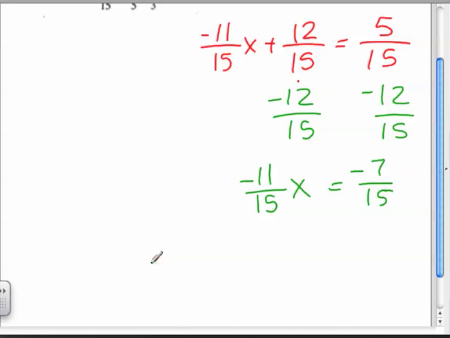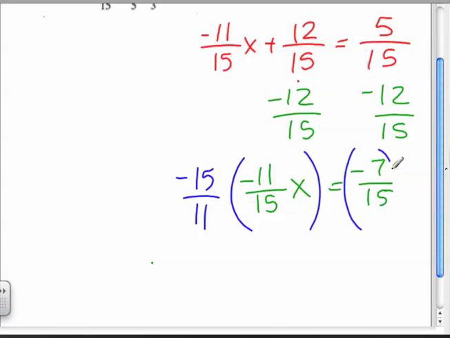So now I've just got to get rid of this fraction that's stuck in front of the variable. Liam, how do I get rid of fractions that are stuck in front of the variable? I multiply by the reciprocal. So I'm going to multiply this side by negative 15 over 11. Remember, a reciprocal, its sign doesn't change. It's just the numbers flip. That's all. Sign stays the same. And then I need to multiply this side by negative 15 over 11.